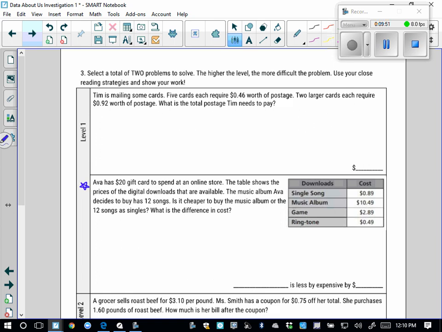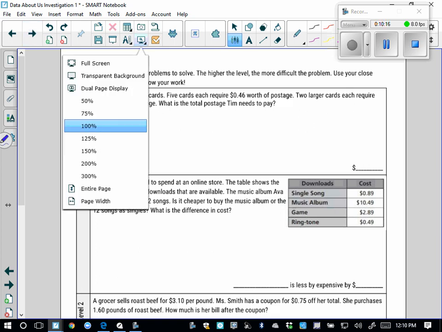So I'm going to read the problem. Ava has a $20 gift card to spend on an online store. The table shows the prices of the digital downloads that are available. The music album Ava decides to buy has 12 songs. Is it cheaper to buy the music album or the 12 songs as singles? What's the difference in cost? So I've read through the problem. And then you need to look at our close reading strategies.